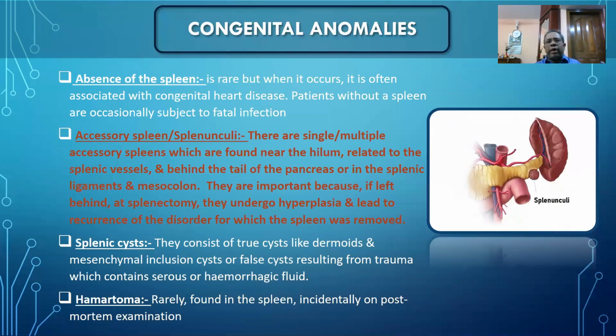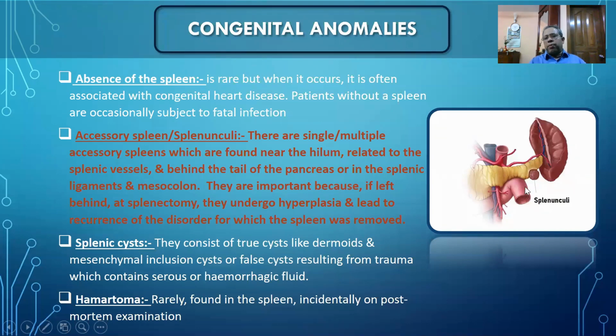So, some congenital anomalies. Sometimes the spleen is absent since birth. It is rare, but when it occurs, it is often associated with congenital heart disease. Patients without a spleen are occasionally subject to fatal infection. Accessory spleen, or splenunculi: normally the spleen is present at the tail of the pancreas, but some small splenic tissues may remain surrounding the hilum.